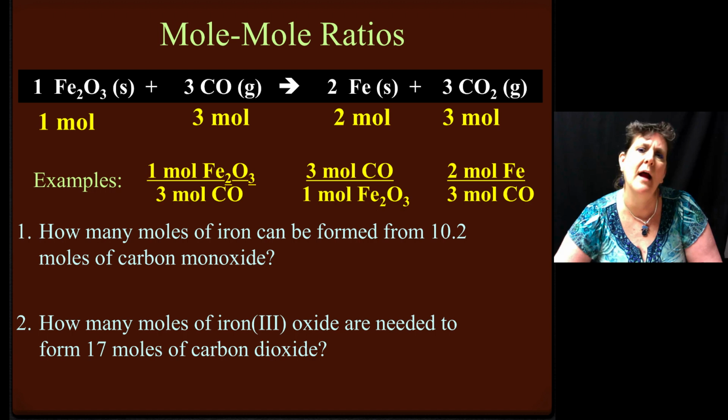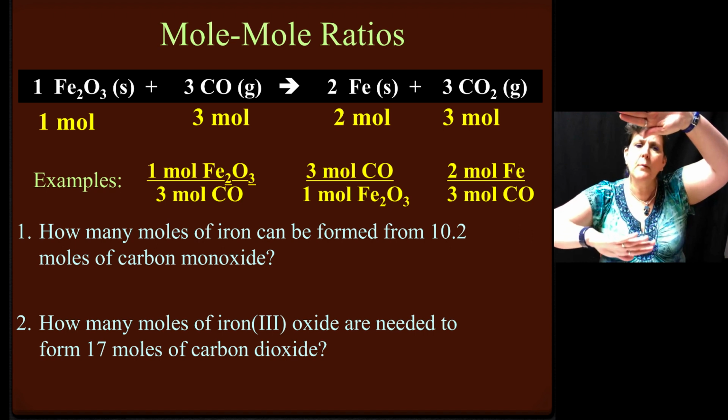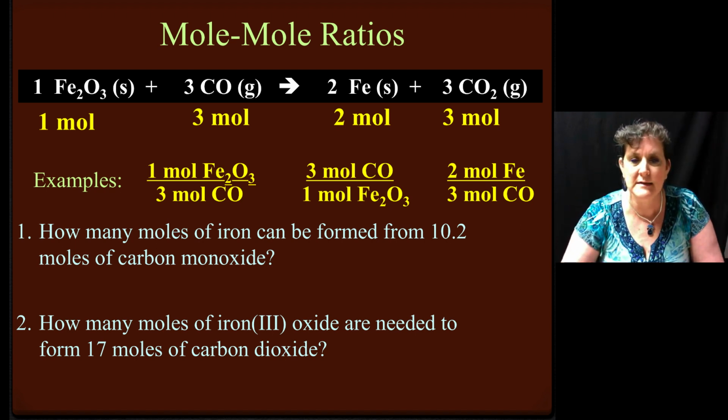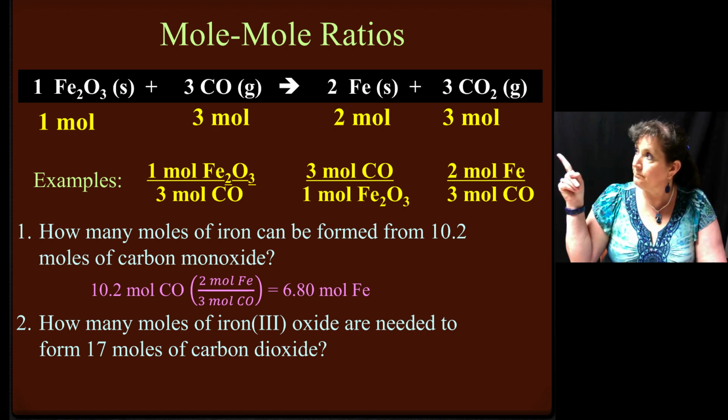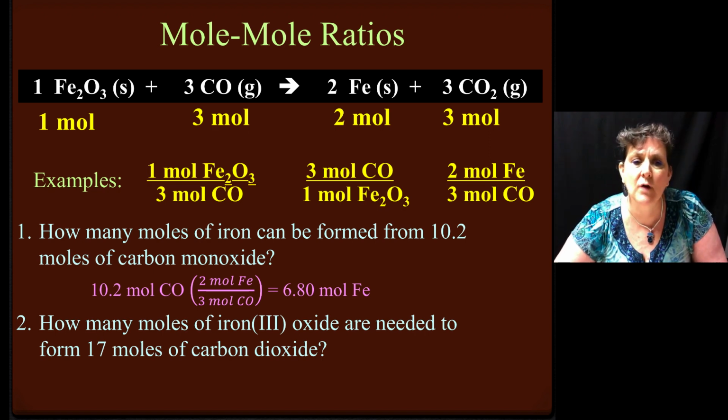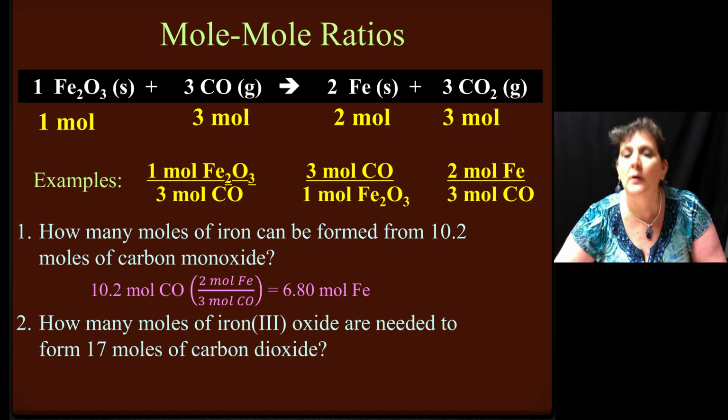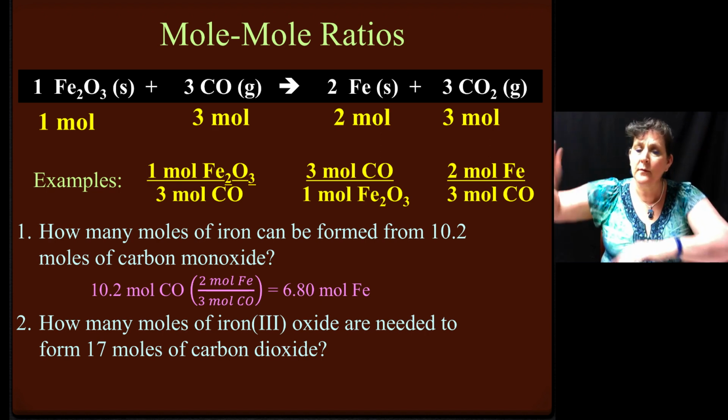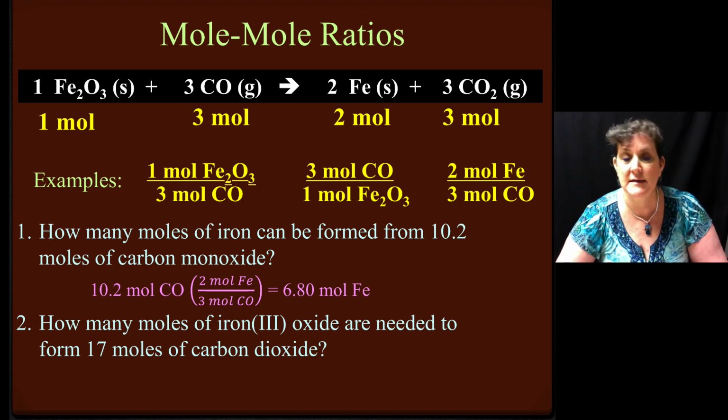How many moles of iron are in that reaction? 2. 2 moles of iron is on top over 3 moles of carbon monoxide. And so we set it up like this. 10.2 moles of carbon monoxide times the fraction, the mole ratio, 2 moles of Fe over 3 moles of CO. Moles of CO cancel out top to bottom. And the answer, when you put that in your calculator, 10.2 times 2 divided by 3 equals 6.8. That's what the calculator says, 6.8.